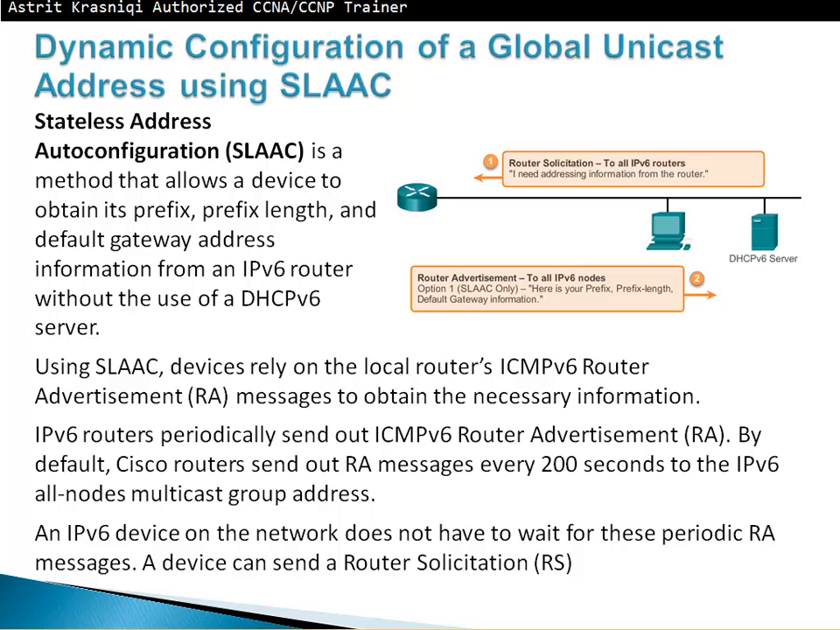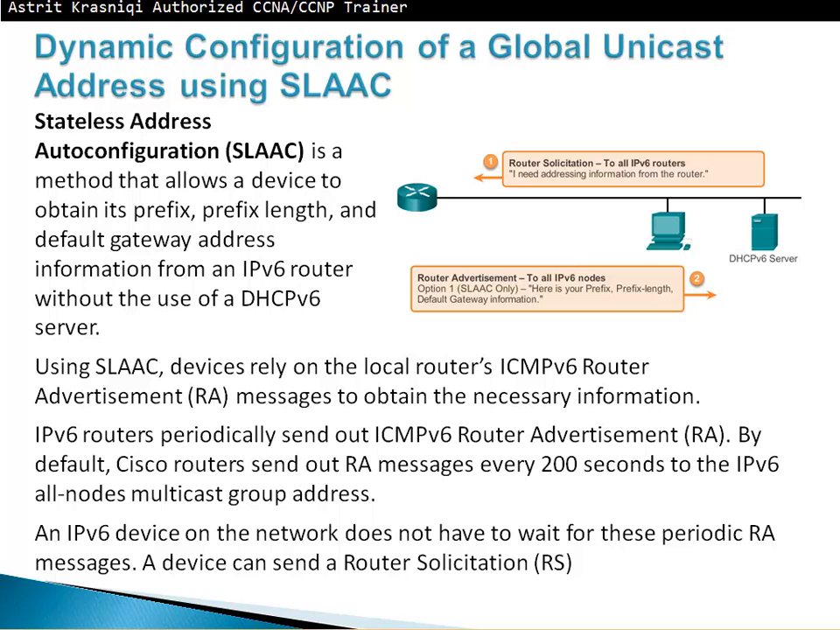Using SLAAC, devices rely on the local router's ICMPv6 router advertisement messages to obtain the necessary information. IPv6 routers will periodically send out the ICMPv6 router advertisement. By default, a Cisco router sends an RA message every 200 seconds to the IPv6 all-nodes multicast group address. An IPv6 device on the network does not have to wait for this period.